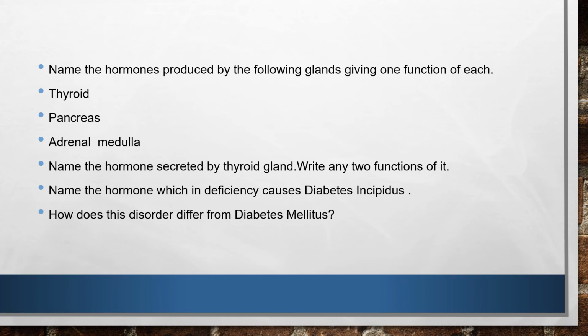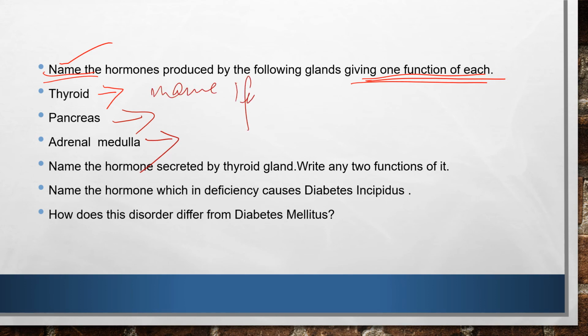Now here is another set of questions for the endocrine system. Name the hormones produced by the following glands and state the function of each. Read the question properly. They have told you to name the hormone secreted from the thyroid gland and its function, the hormone secreted from the pancreas and its function, and the hormone secreted from the adrenal gland and its function. So you are supposed to write it like that, name and function. Write it, practice it.